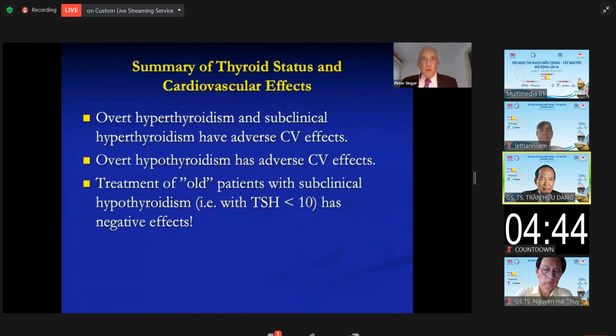So, what is the summary of thyroid status and cardiovascular events? Overt hypothyroidism, like our first patient, and subclinical, like our second patient, do have adverse effects. Overt hypo, like our 54-year-old patient, also has adverse cardiovascular effects. But the treatment of old patients, old being anyone a month older than me, with subclinical hypothyroidism, in other words, a TSH less than 10, treating those has negative effects.